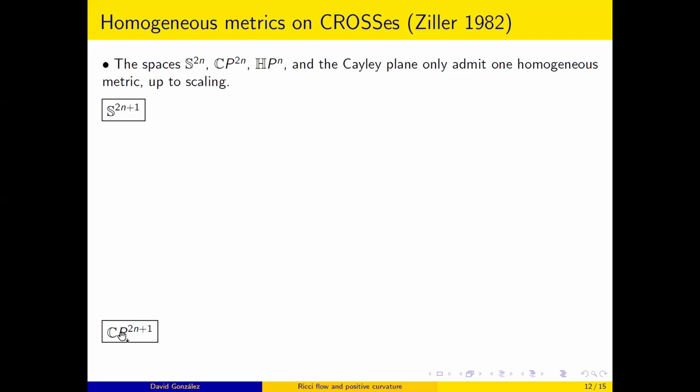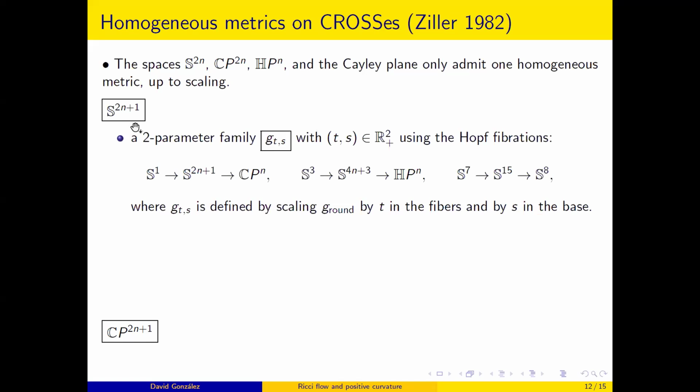In the spheres, first we have a two-parameter family, g_{T,S}. Again, these metrics are identified with R^2. These metrics are defined using the Hopf fibrations. The idea is that you start with the round metric of curvature 1, and then you scale the fibers by T, and you scale the base by S. These are the two parameters.